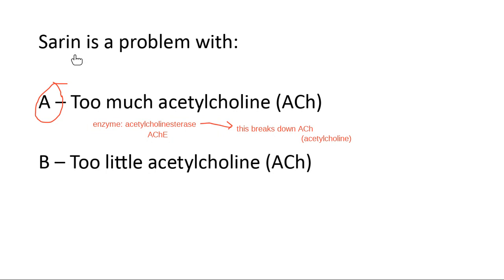Now, with sarin gas, we said this is an issue with acetylcholine esterase, my enzyme. Is my enzyme working too hard or not working hard enough? What's happening with sarin gas and this enzyme? Yeah, so ACHE is not working hard enough. When someone is exposed to sarin gas, it deactivates acetylcholinesterase.